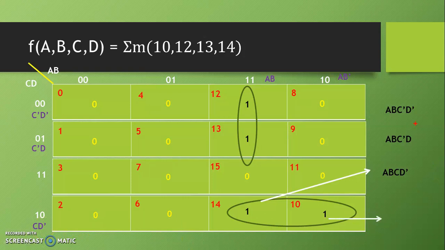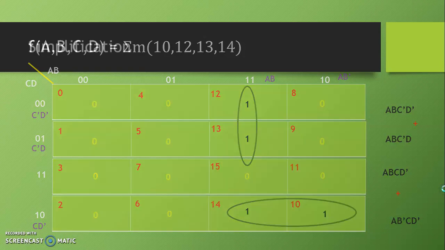And the same way, if we write a product term for the 10 number cell, then for AB it is 1, 0 and for CD that is also 1, 0. So 1, 0, 1, 0, and then it becomes A B bar C D bar. Then again we have to add both the product terms, and then we have to do the simplification. Let us see how simplification can be done.